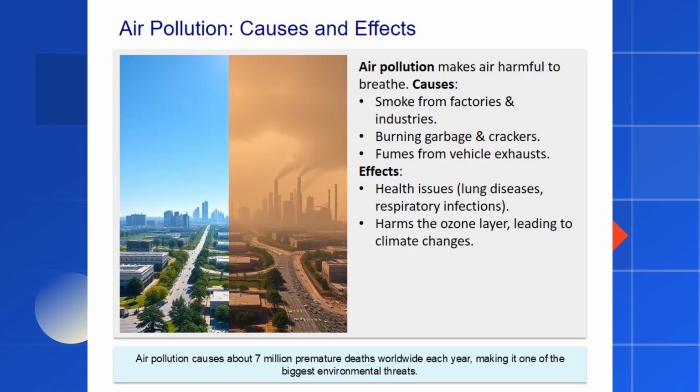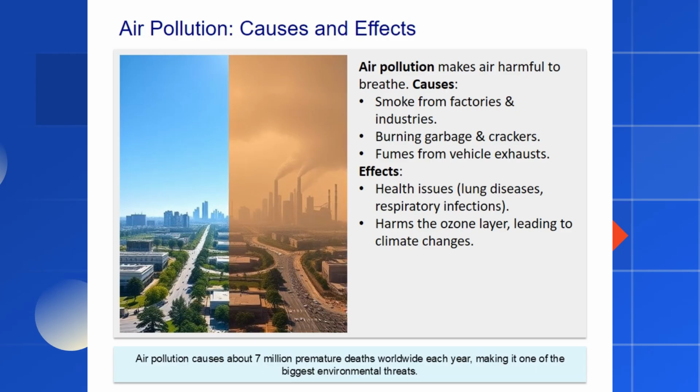While air is essential, it can also become harmful when it's polluted. Air pollution happens when gases, dust particles, fumes, odors, or germs are introduced into the atmosphere in a way that makes it harmful for humans, animals, and plants. What causes this pollution? Major culprits include smoke and harmful gases from factories and industries. Smoke released from burning garbage and bursting crackers also contributes significantly. And let's not forget the fumes from car exhausts, which contain dangerous gases.